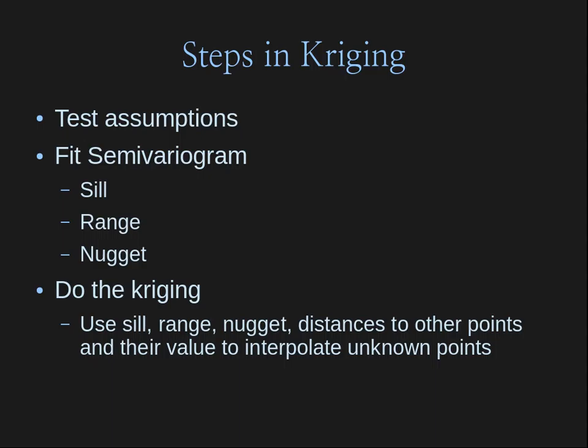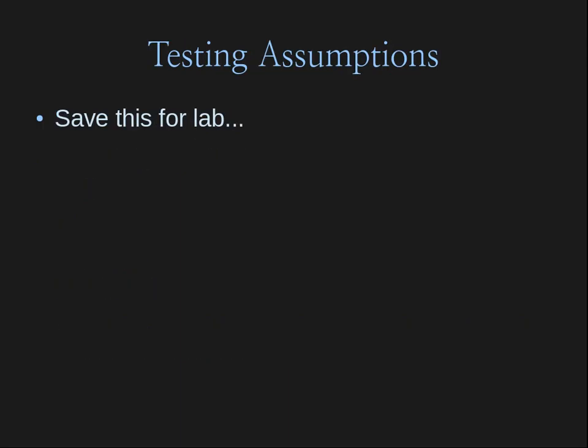Anyways, the final step is to do the kriging, which is kind of nice. We're going to use the sill, the range, and the nugget, plus the distances to other points, and the values of those points to interpolate unknown points, which is kind of fun. Okay, so let's go through each of these steps and start talking about what we do.